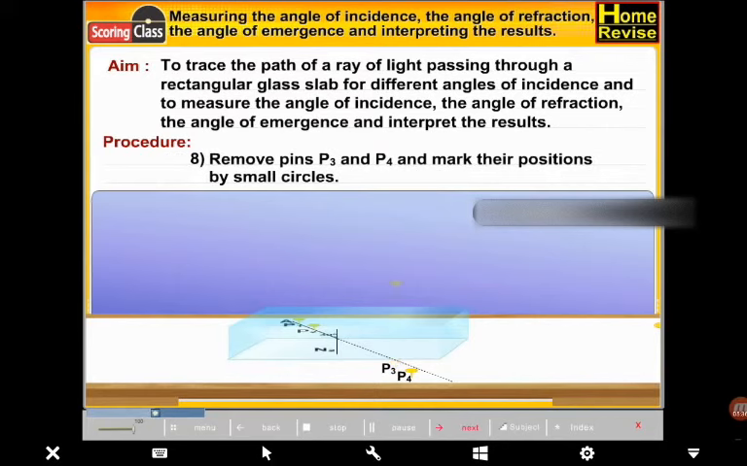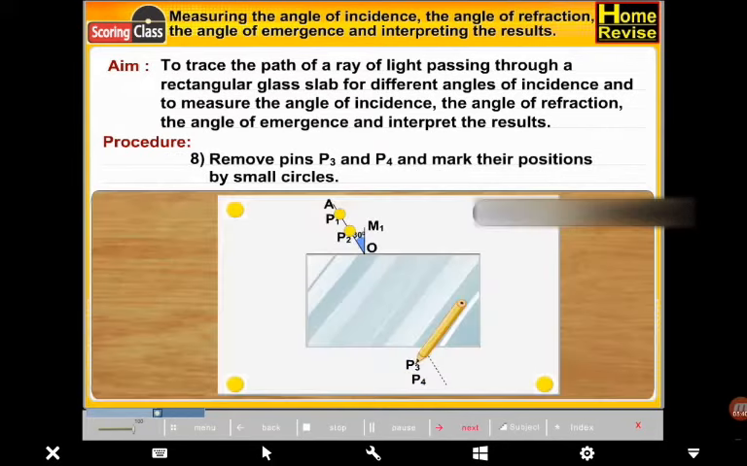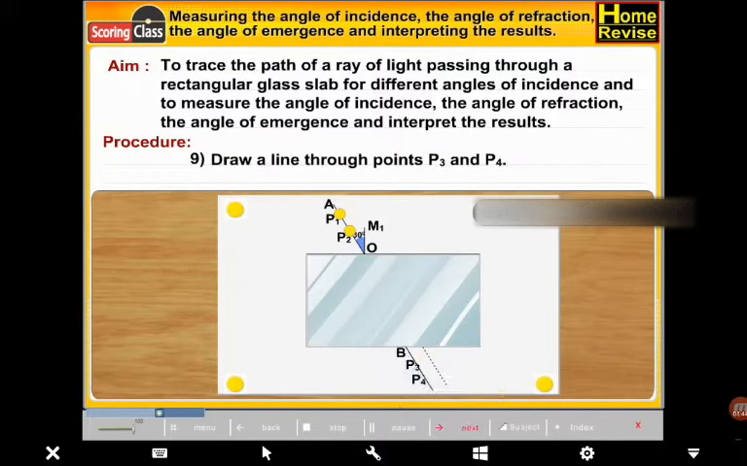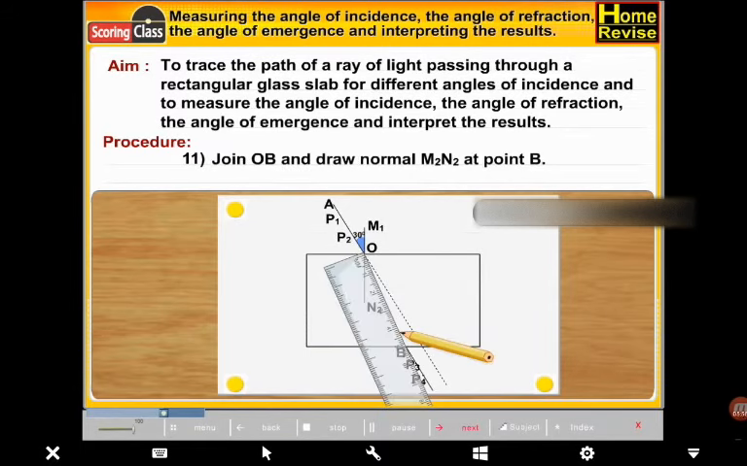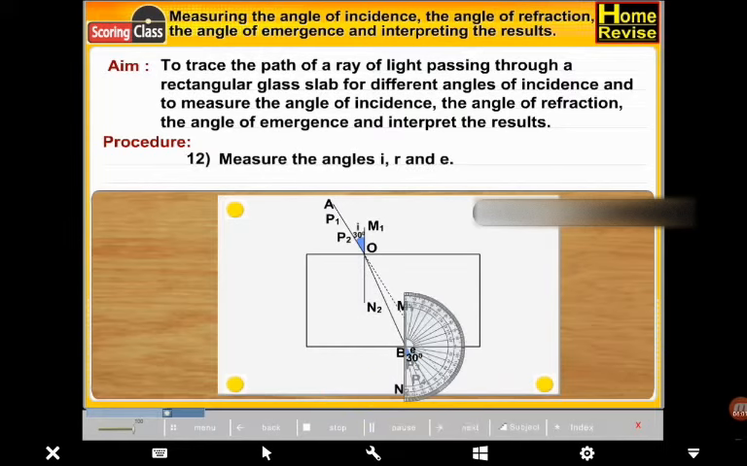Remove pins P3 and P4 and mark their positions by small circles. Draw a line through points P3 and P4. Remove pins P1 and P2 and the glass slab. Join OB and draw the normal M2N2 at point B. Measure the angles i, r and e.